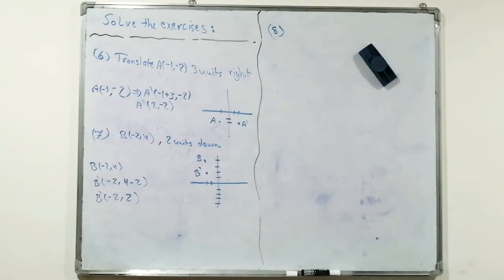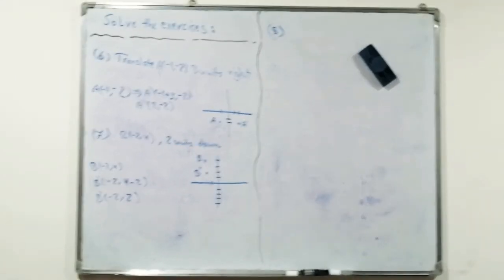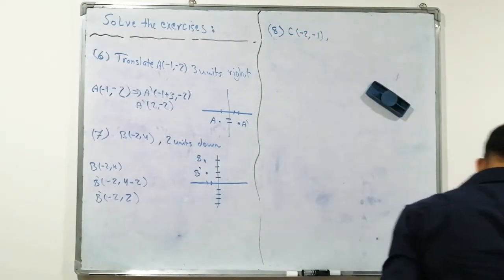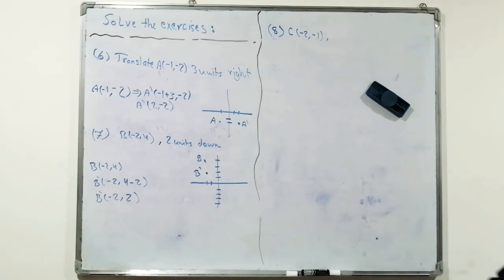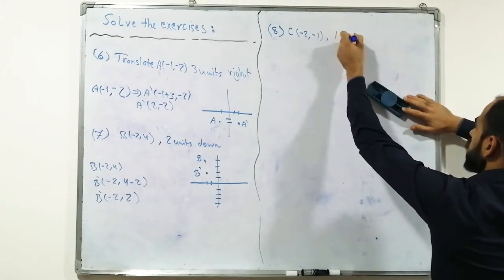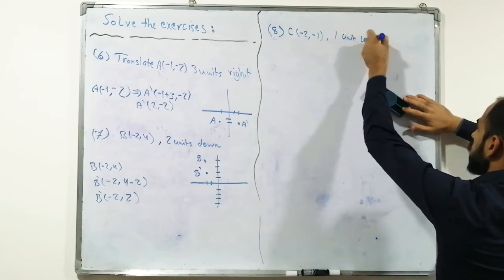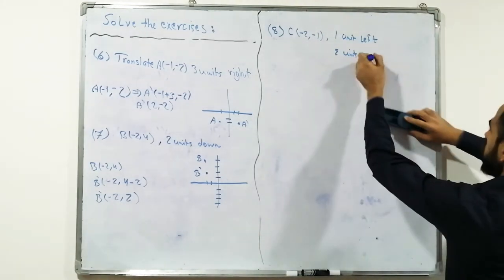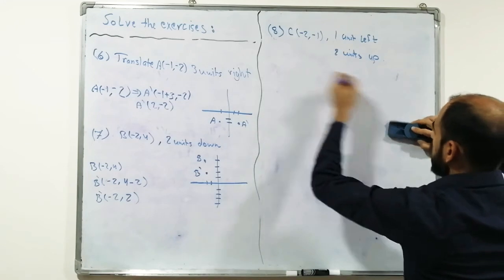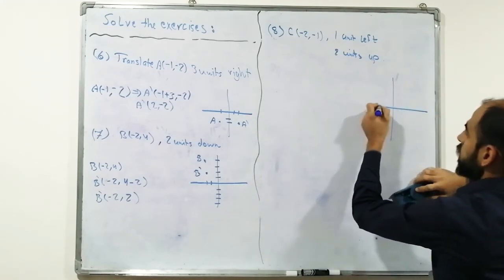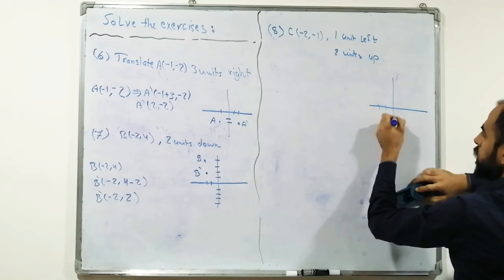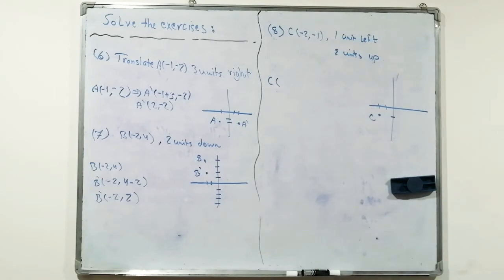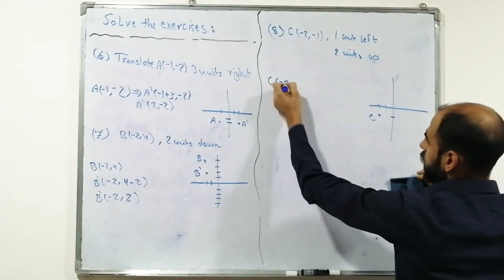Question number 8. Translate the point C (-2, -1). C is -2 and -1. The translation is 1 unit to the left and 2 units upward. Determine the original point. C is (-2, -1). This is the point C. Now we have to find its image, then determine it in the coordinate plane.